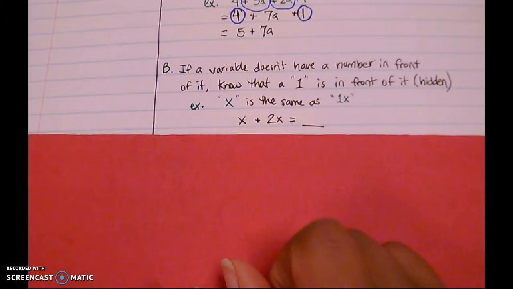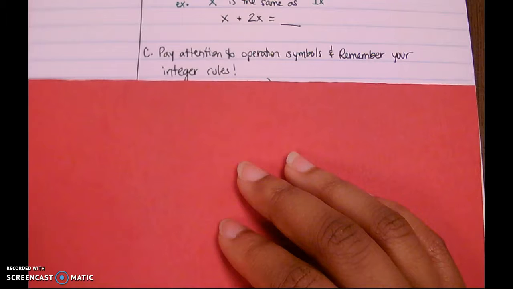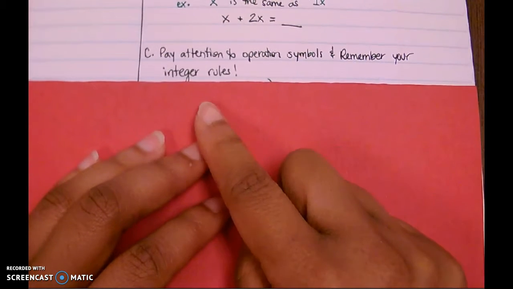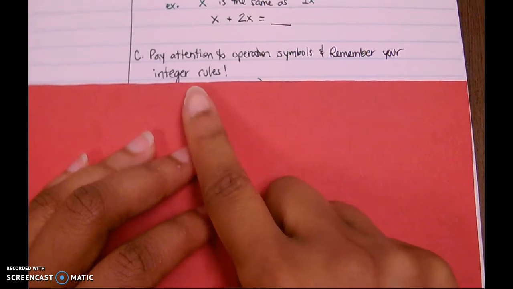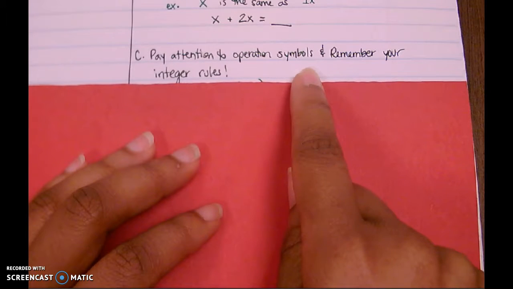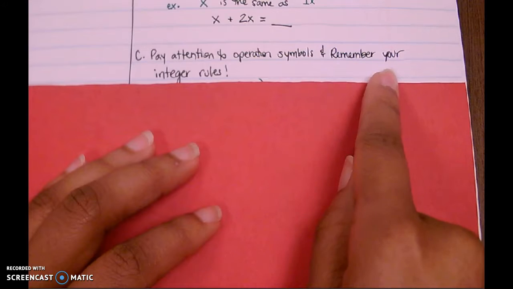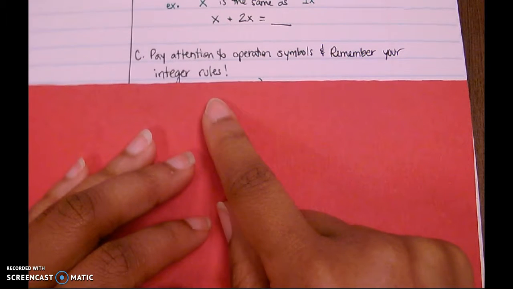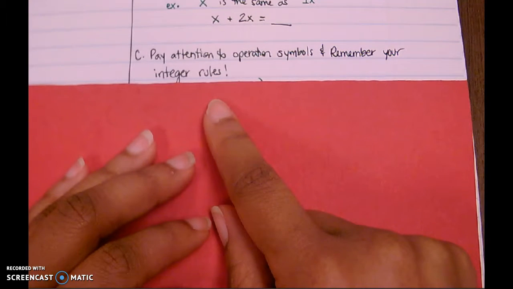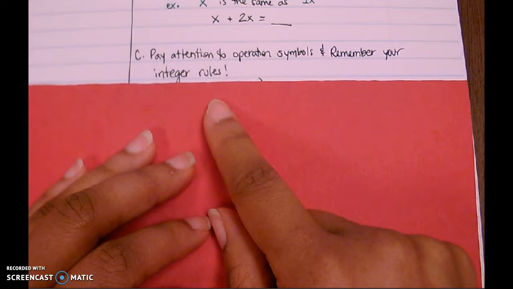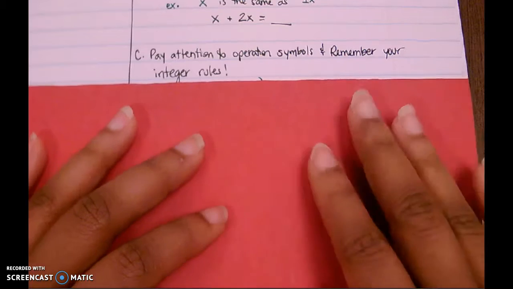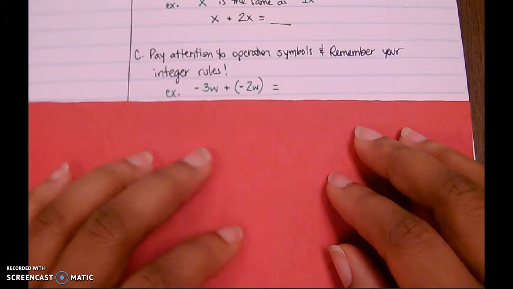Then we'll move on. The final thing I want you to remember is that when you're simplifying linear expressions, I want you to pay attention to the operation symbols. That means adding, subtracting, multiplying, or dividing. And I want you to remember your integer rules. If you can't remember your integer rules, you need to flip back in your notes to our section on integer rules, and you need to reference that as you're solving these problems. So we're going to do a few examples.